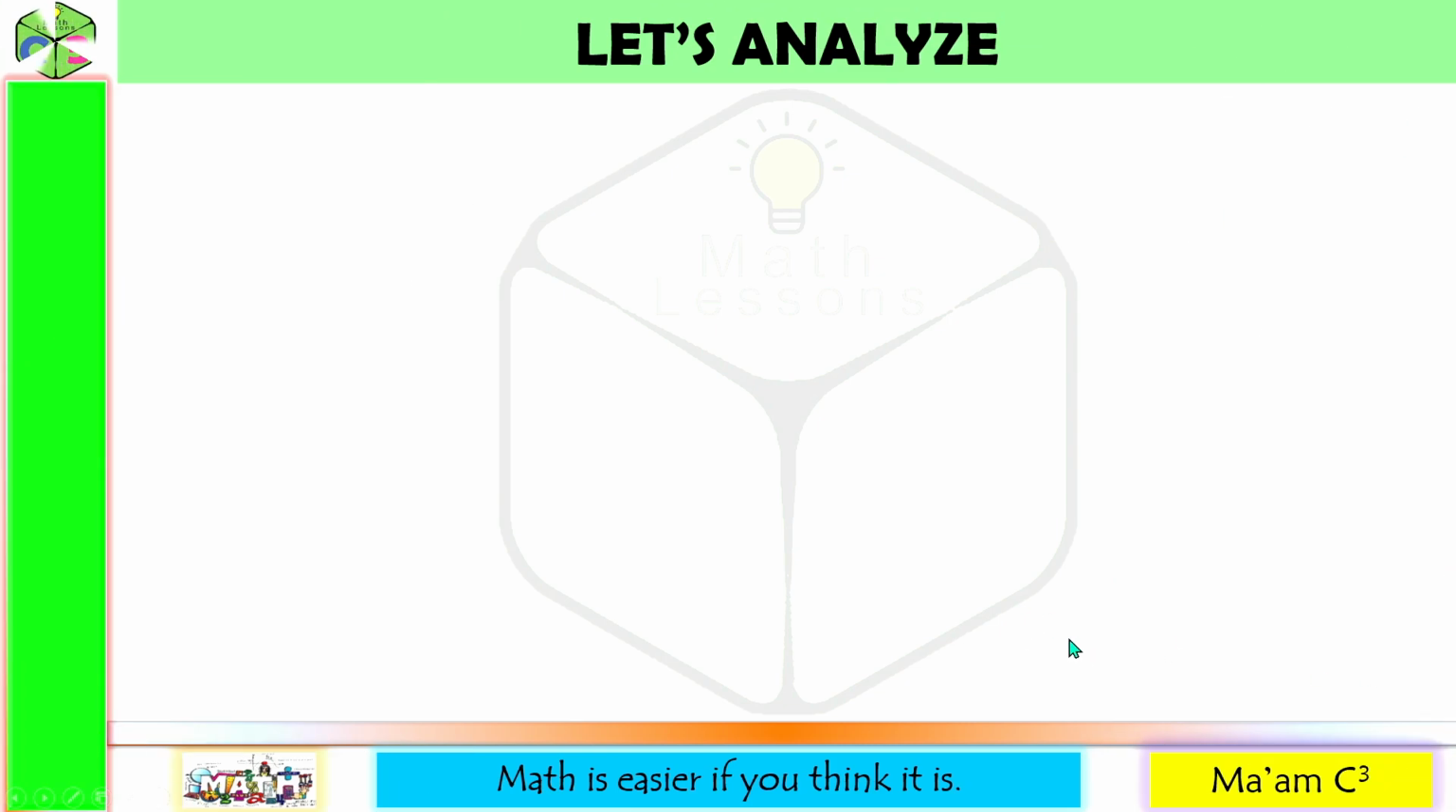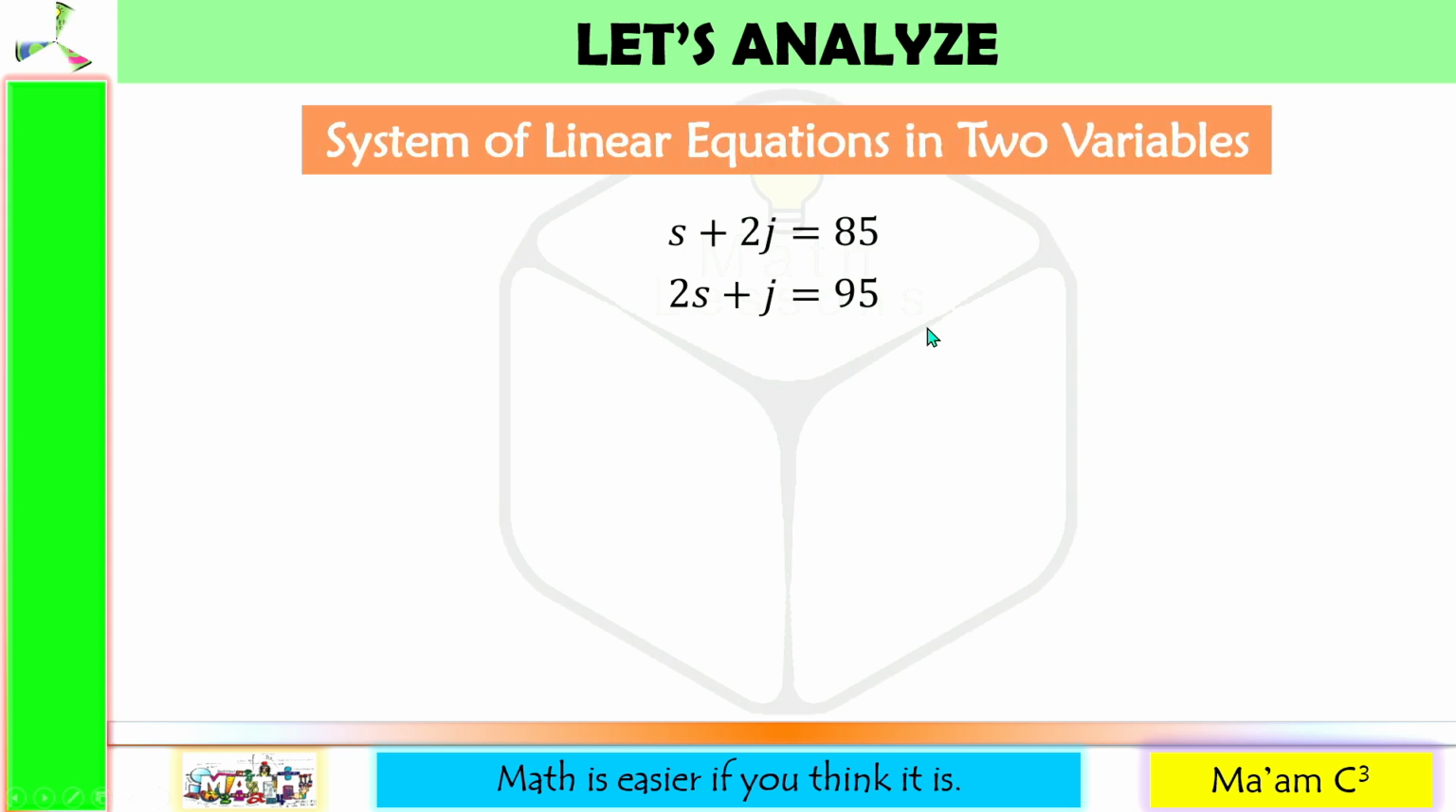Let us analyze. Earlier, we were given two equations. The first one, S plus 2J equals 85. And the second one is 2S plus J equals 95. A pair of linear equations such as this is called a system of linear equations in two variables. Now, let us examine further. How do we consider a pair of equations as a system of linear equations in two variables?